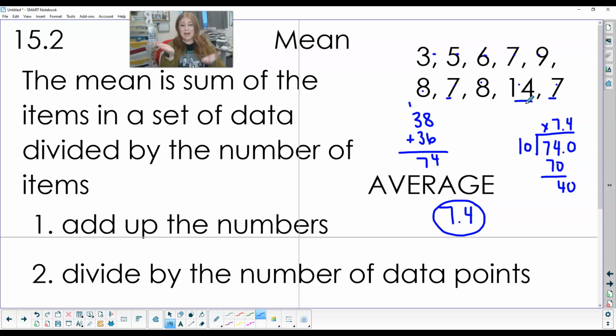You did that activity finding the balancing point yesterday, right? Moving them till they're balanced. That's what this is. We're moving them all until they're all sharing the same amount, 7.4. The average, or the mean, finds that sharing point.